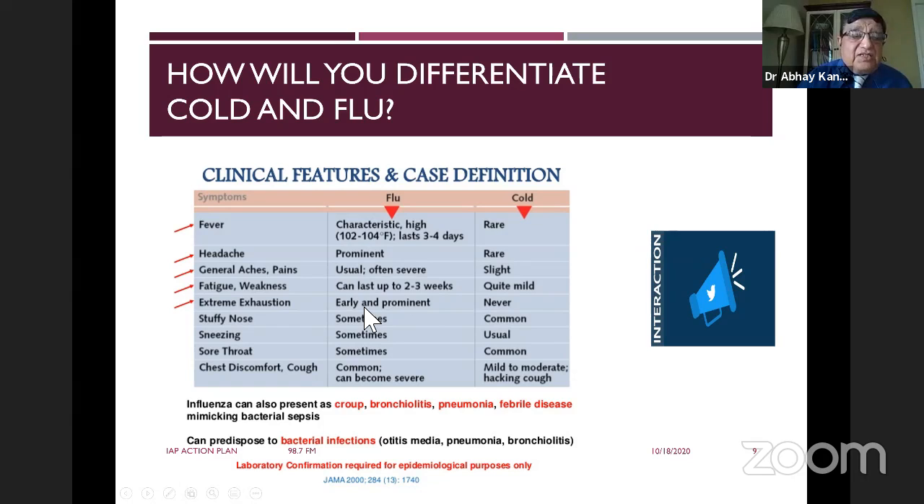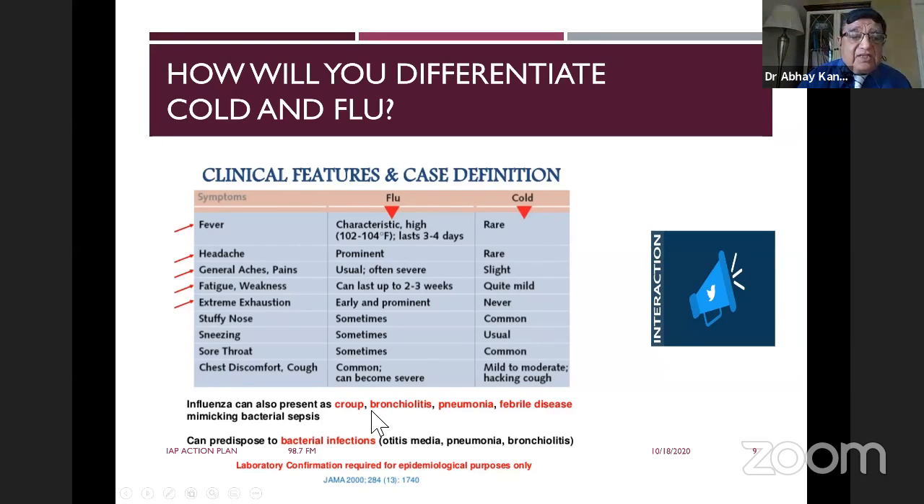The extreme exhaustion is an early and more prominent feature of flu, which is not there in a case of cold. Stuffy nose, sneezing and sore throat are usually more common with a common cold, but they can sometimes occur in a case of H1 as well. And chest discomfort and breathing difficulty are more common and can be even severe in a case of flu, but only a mild to moderate hacking cough with some runny nose is common with the cold.